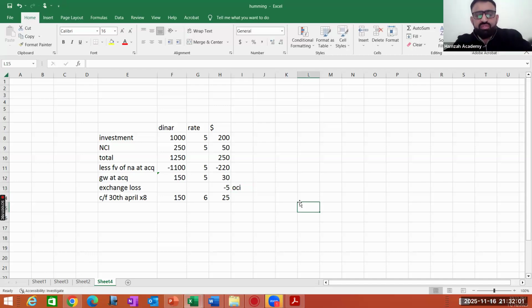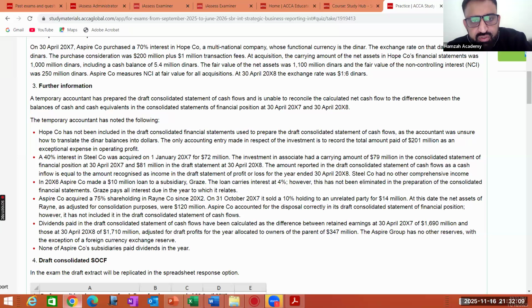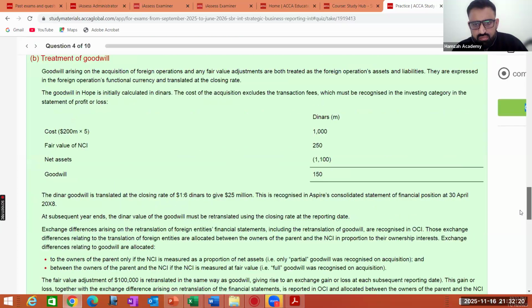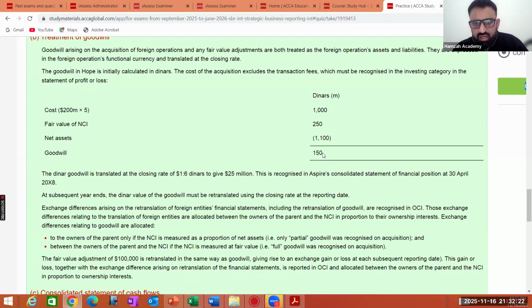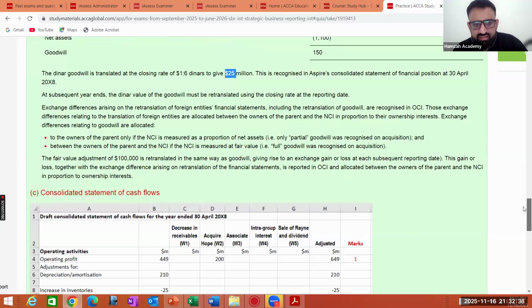So obviously it is distributed between group and NCI, depending upon the percentage of holding. 70%, so 70% to group and 30% to NCI. So this is how the goodwill should have been calculated. Now, in dinar, it is 150, and translated at the year-end rate, it would be 25. And on acquisition, that was 30, so there is a loss of 5 that needs to be distributed between group and NCI.